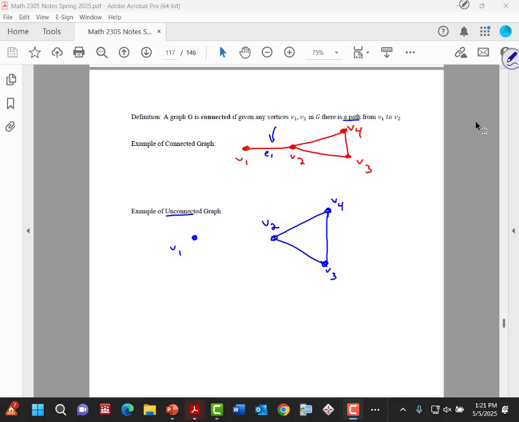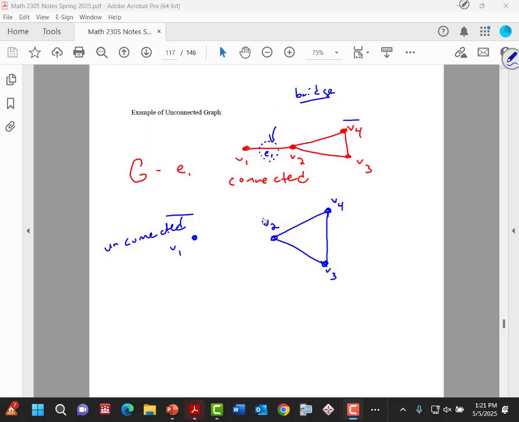Now, we didn't emphasize this definition a whole lot, but this edge, E1, is what we call in graph theory a bridge, meaning if I were to take this red graph G and take out edge E1, it goes from being connected to now it is unconnected. And so that edge E1 is a bridge. So that's what it means to be a connected graph.